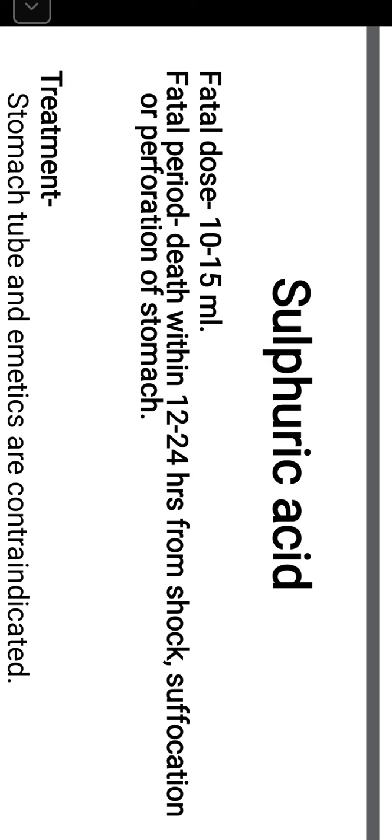So you will have to remember the fatal dose and fatal period of each and every poison, because any poison can be asked for that. So many poisons have been asked, means every time a new poison is asked. So accordingly you will have to prepare. You will have to remember the fatal dose and fatal period of each and every poison. So fatal dose of sulfuric acid is 10 to 15 ml.